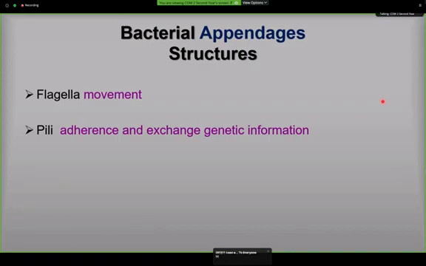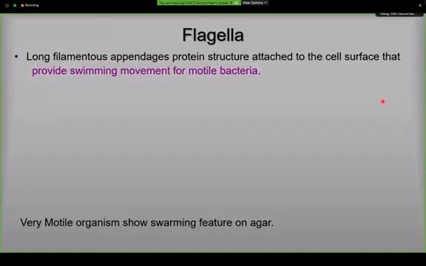The appendages external to the cell wall or the cell envelope include a structure that helps the bacteria to move, the flagella, and pili, which help the bacteria to adhere but also play a major role in the exchange of genetic information. The flagellum is a long filament appendage on the surface of the bacteria, providing swimming movement and enabling the bacteria to be motile.